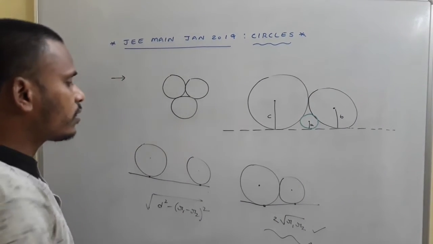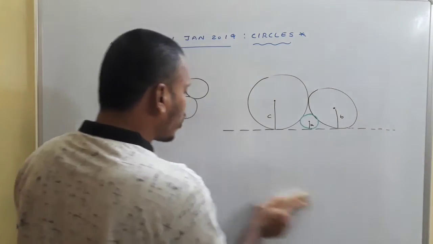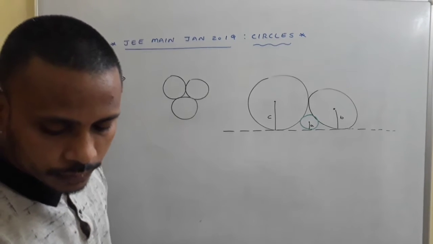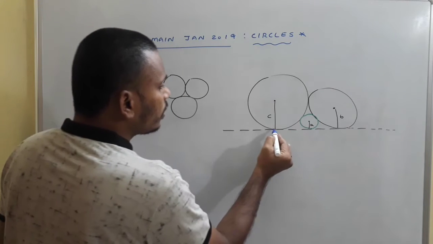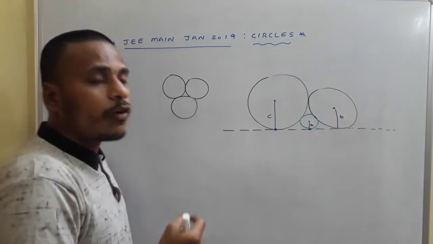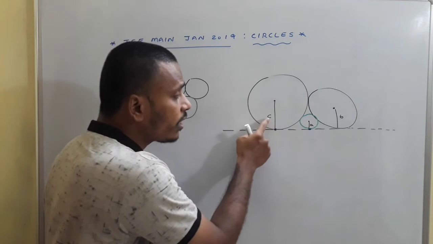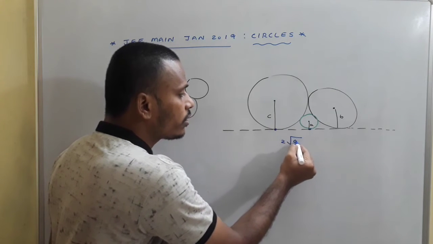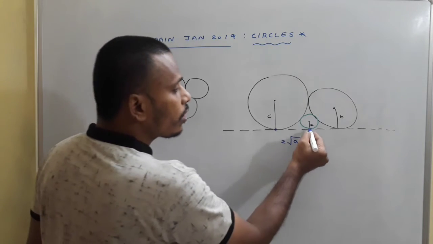I am erasing this. So finally we are going to use the length of the direct common tangent for touching circles, which is 2 root R1 R2. If you use it, the problem is very simple. See, what is this particular length? This length is the length of the direct common tangent for these two circles. And for these two circles, the radii are C and A, so this length is 2 root AC. This length is 2 root AC. And the next thing, what to say about this length?